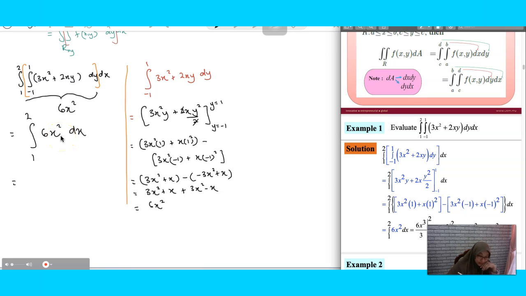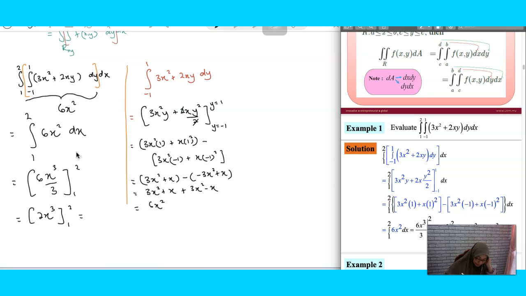Okay, so next, for the second integration, you have to integrate your result here with respect to x. So you have now 6x cubed over 3. When you simplify, you get 2x cubed, and then x is from 1 to 2. So you have 2 times 2 cubed minus 2 times 1 cubed. So 2 times 8 is 16, minus 2, you will get 14.